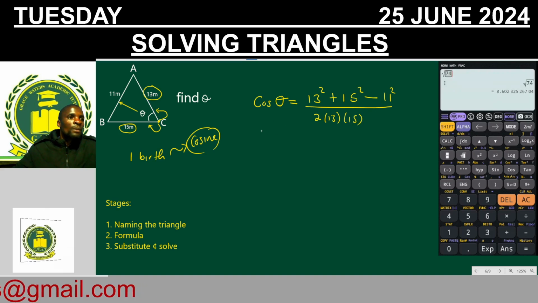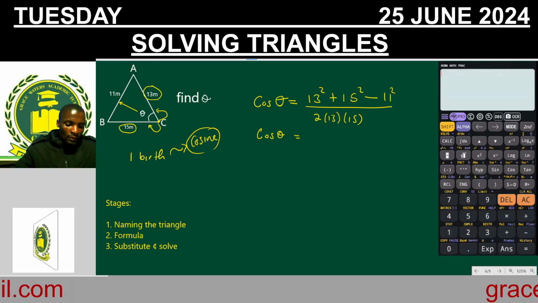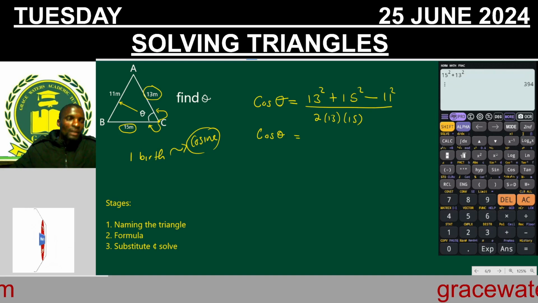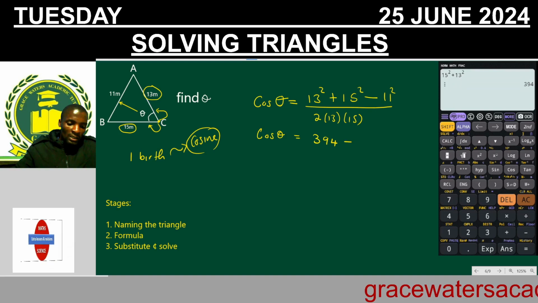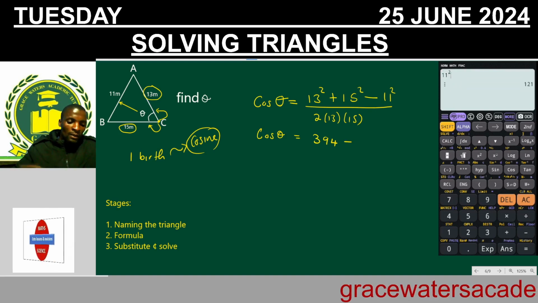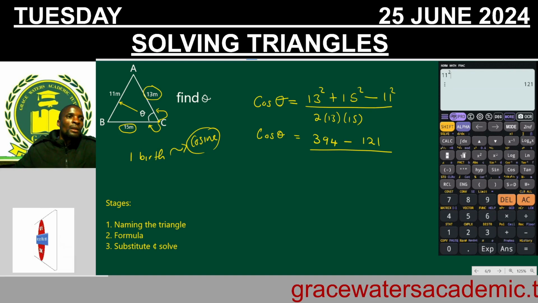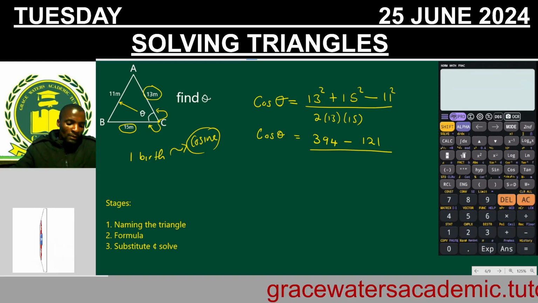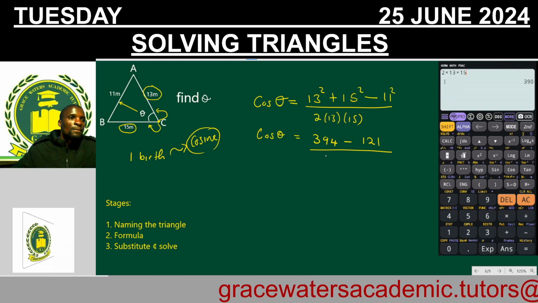Now when we are solving, we have cos of theta equivalent to 13 squared plus 15 squared. I put 15 to the power 2 plus 13 to the power 2, and I get 394. Minus 11 squared, which is 121, all over 2 multiplied by 13 multiplied by 15, which is 390.